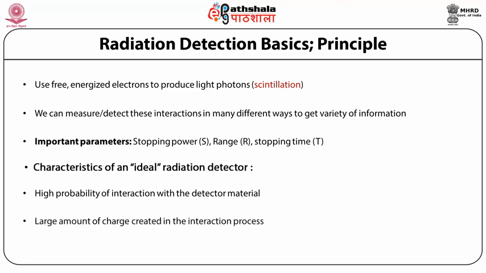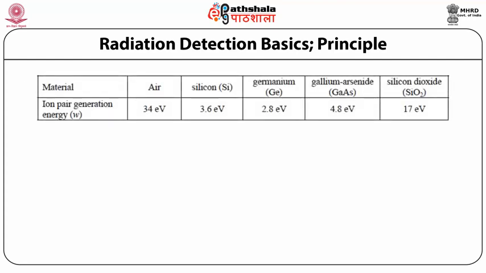Second, a large amount of charge should be created in the interaction process. That is, when the radiation enters and interacts with the material of the detector, a large amount of charge should be created. The principle of radiation detection.